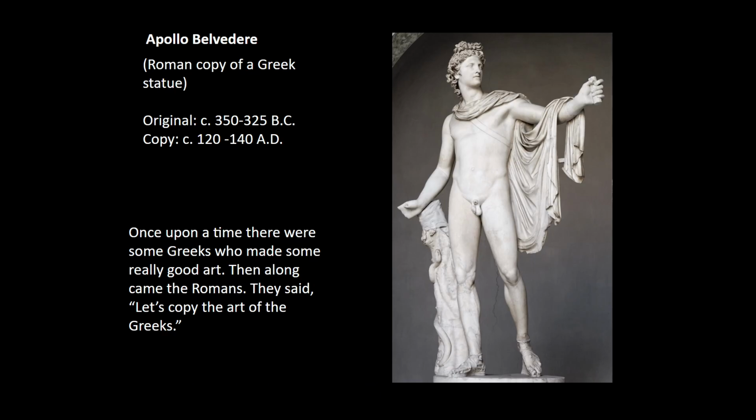So, okay, but here is the Apollo Belvedere. It's just a Roman statue, a copy of a Greek statue, which is pretty typical if you remember from Art 201. And here's a quote: Once upon a time, there were some Greeks who made really good art. Then along came the Romans. They said, let's copy the art of the Greeks, which is, yeah, pretty much what happened.